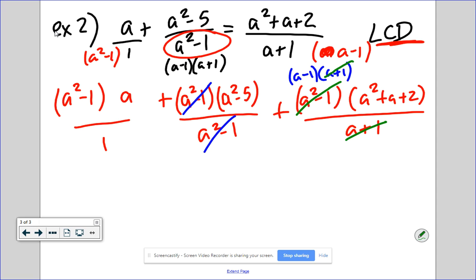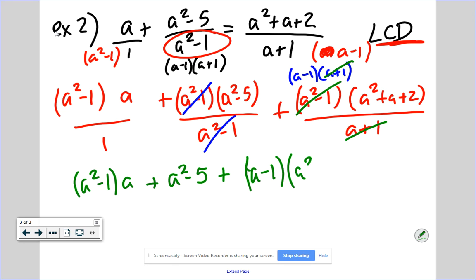So if I rewrite what I have left, I have a squared minus 1 times a plus a squared minus 5 equals a minus 1 times a squared plus a plus 2. How does the a squared minus 1 cancel out a squared plus 1? Wait, why is it equal? The rest was all plus. Oh, on the right side, earlier, the a plus 1 is canceled.